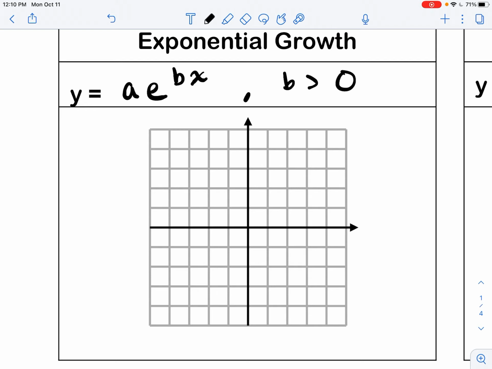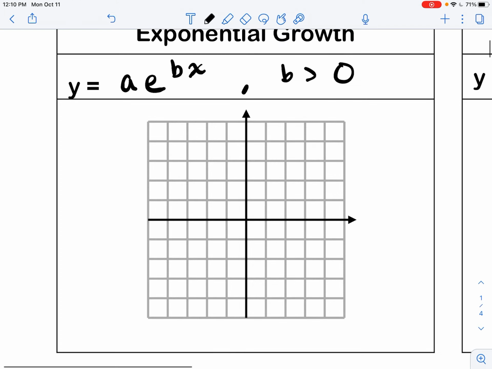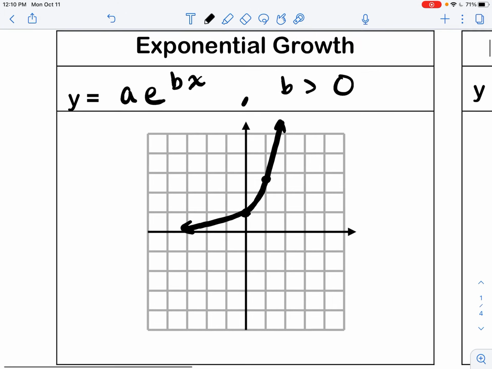Well, we know that when our x value is equal to 0, this is going to be equal to 1. When our x value is equal to 1, our output is going to be the value of e, which is about 2.718. So this function is going to look something like this. We graphed something pretty similar last time when we were talking about the graphs of the natural number functions.